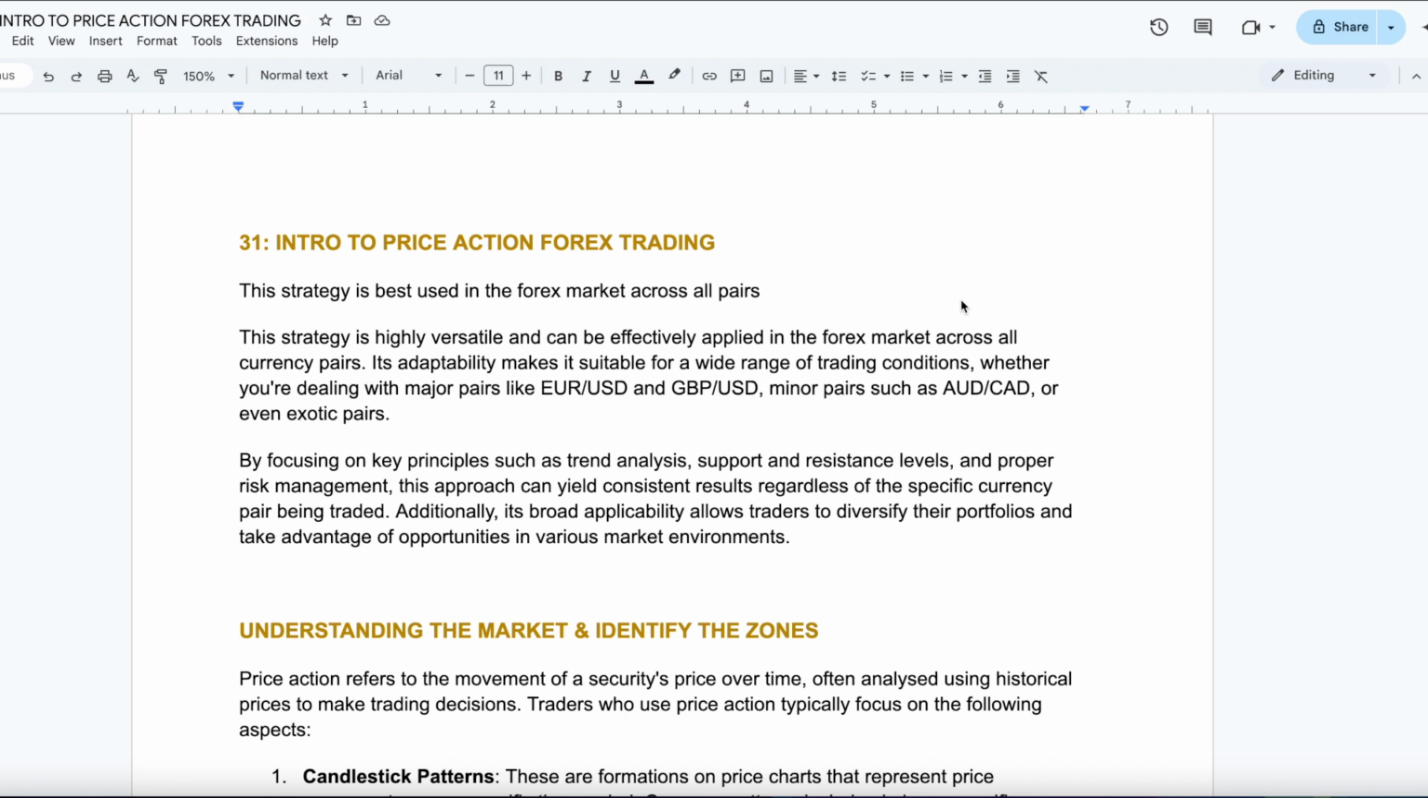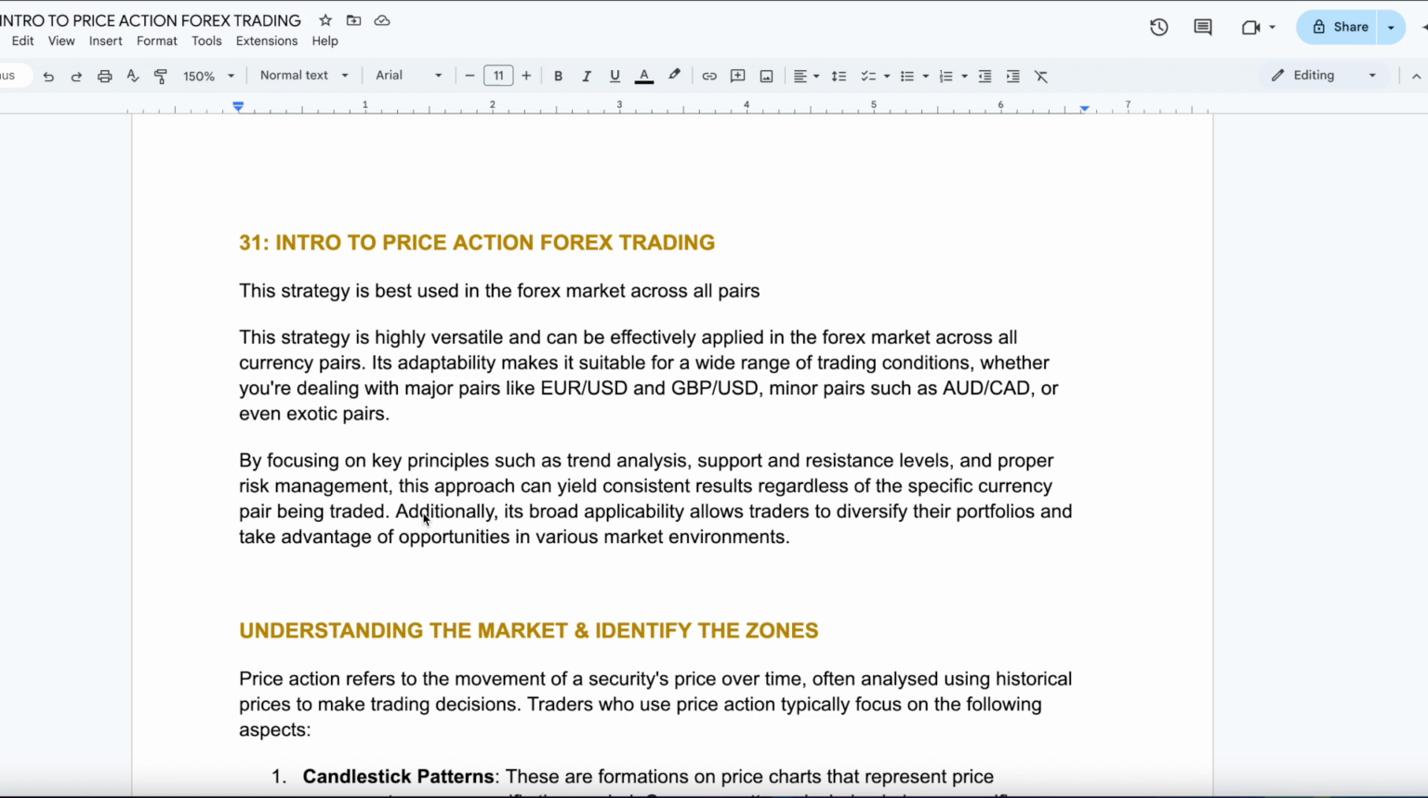the Forex currency pairs. So its adaptability makes it suitable for a wide range of trading conditions, whether you're dealing with the major pairs like EUR/USD, GBP/USD, or other minor pairs like AUD/CAD, or even exotic pairs. By focusing on the key principles such as trend analysis, support and resistance levels, and proper risk management, this approach can yield consistent results regardless of the specific currency pair being traded.